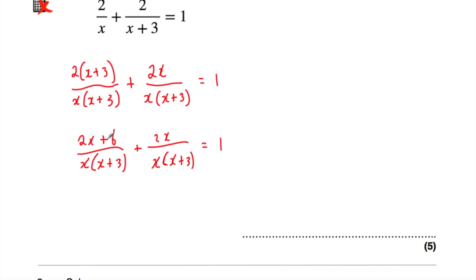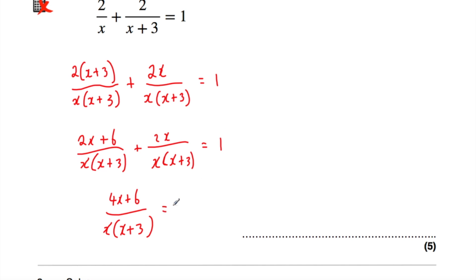Okay, now let's add together the numerators. We've got 2x plus 6 and we're going to add 2x. So we add the x's together: 2x plus 2x is 4x, and then we've still got our plus 6. So if you add these numerators together, you'd get 4x plus 6, and that's going to be over our denominator of x bracket x plus 3, close brackets.